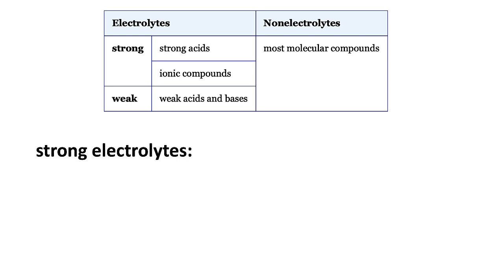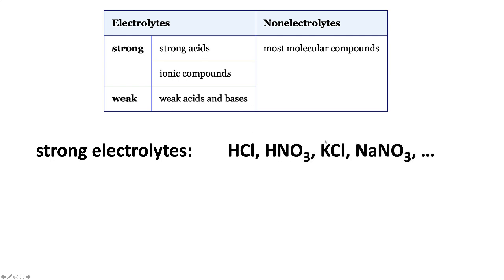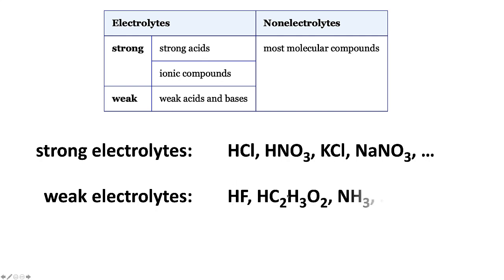And just a few examples of strong electrolytes: HCl, hydrochloric acid, HNO3, nitric acid, potassium chloride, a soluble ionic compound, sodium nitrate, a soluble ionic compound. These all are strong electrolytes. Weak electrolytes are things like hydrofluoric acid, acetic acid, ammonia. Hydrofluoric acid and acetic acid are weak acids. Ammonia is a weak base. All of these only partially dissociate into ions in solution. They don't conduct electricity too well, and so they're called weak electrolytes.